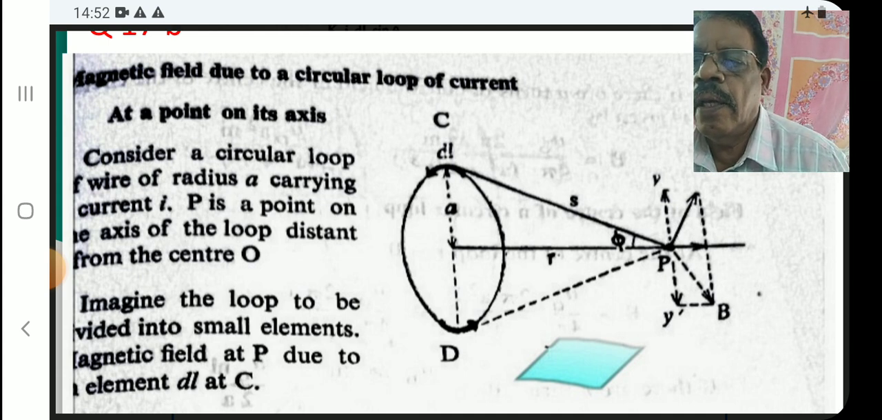Consider a circular loop of wire of radius small a carrying a current I. P is a point on the axis of the loop, distance R from center O, R you have to write. Imagine the loop to be divided into small elements. Magnetic field at P due to one element dl at C.